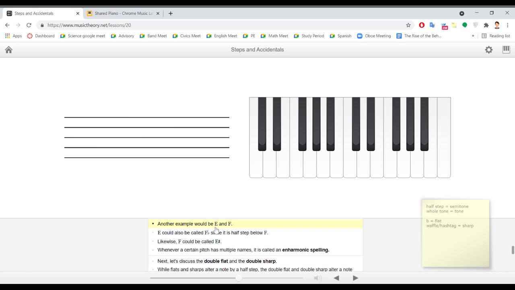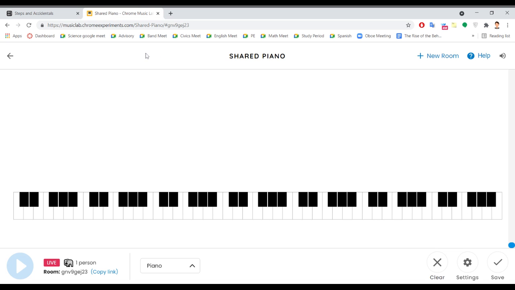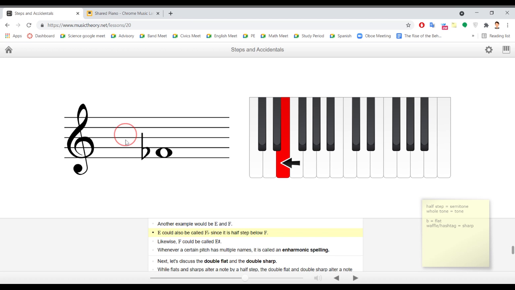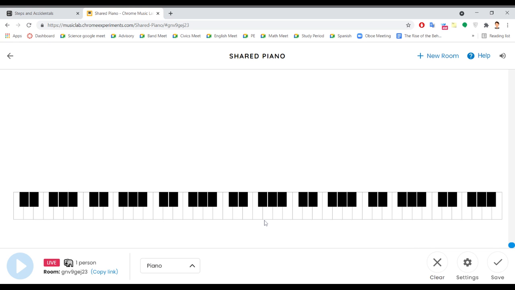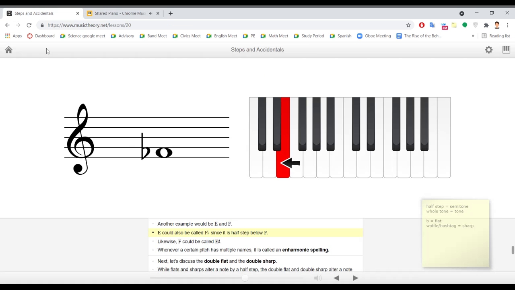Okay, so another example would be from E to F. This is pretty confusing for most beginners because they typically think that a sharp and flat means you go from a black key to a white key or a white key to a black key, but that's not the case. If you see the letter F and a flat sign next to it, it means go to the left a half step. This is F, and a left half step would be E. So E sharp would be this, and F flat would be this. Sharp is going up or right a half step, just to review.